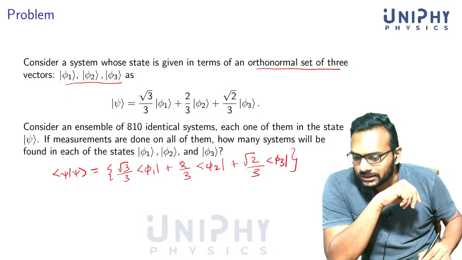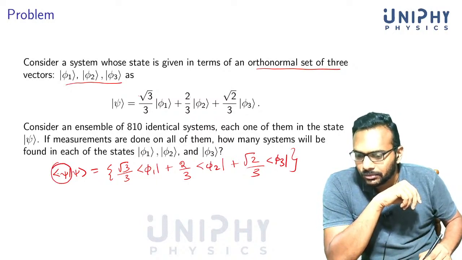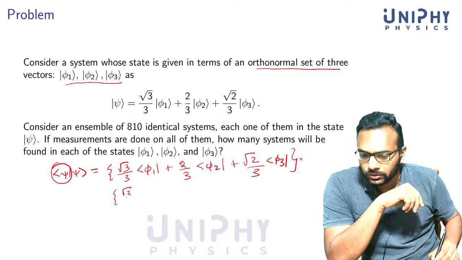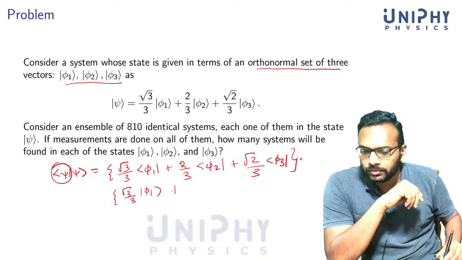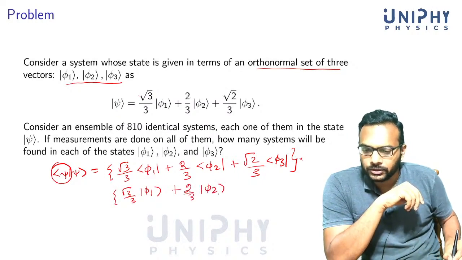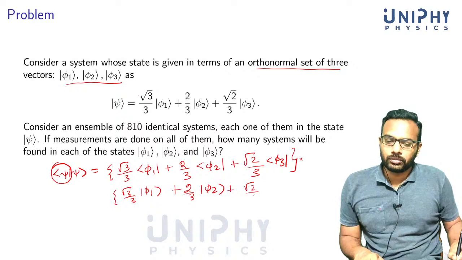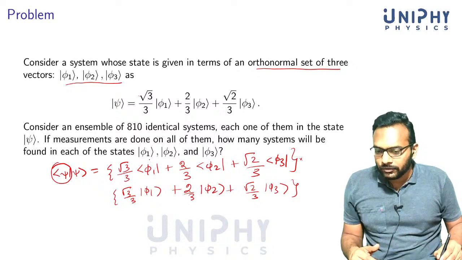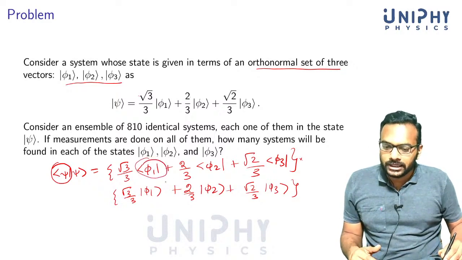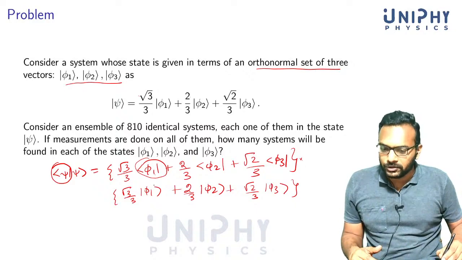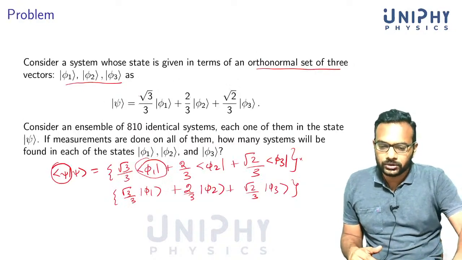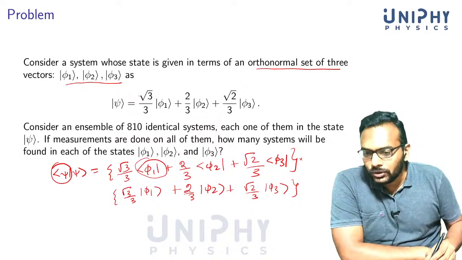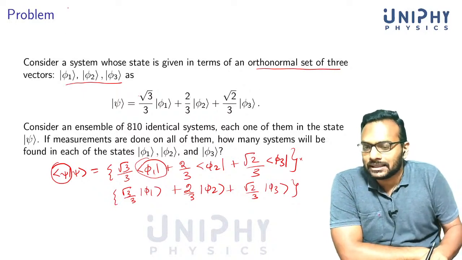So this is the bra psi, multiplied by the ket psi, which is root 3 by 3 phi1 plus 2 by 3 phi2 plus root 2 by 3 phi3. Now when you multiply, you have to combine each of these bras with each of these kets. If you take phi1, you have to combine it with phi1, with phi2, and also with phi3. I'm just giving you the way we do these things. But you know that they have said that it's an orthonormal set. We can use that information.